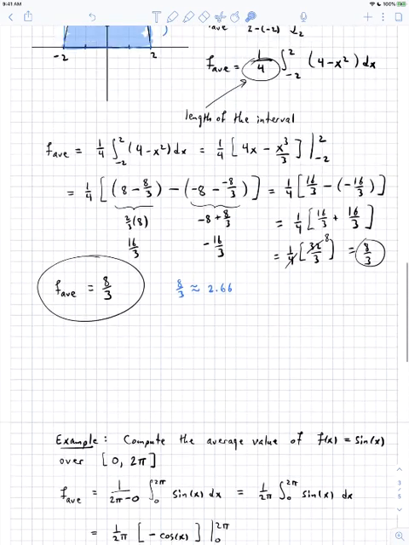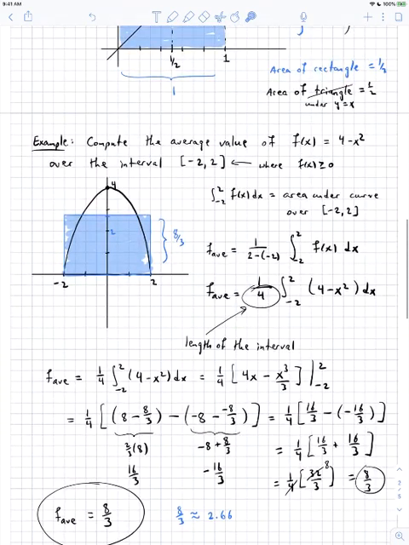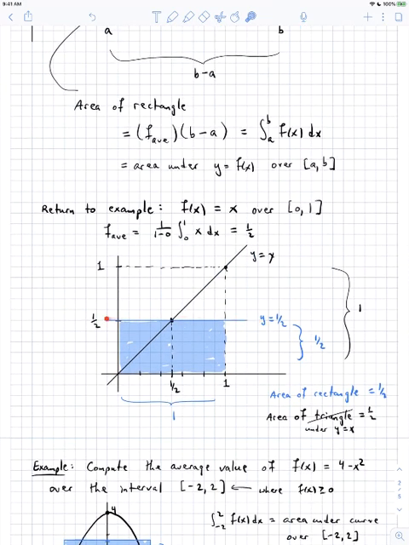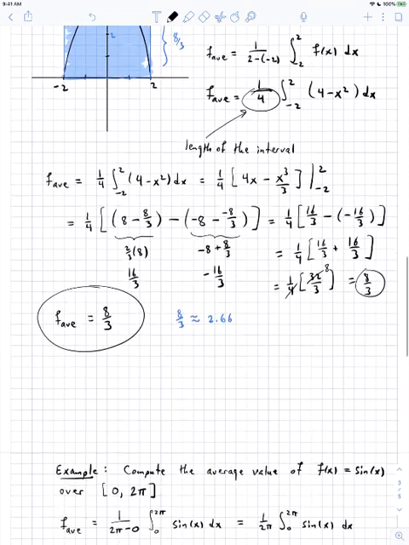If you go back to our previous examples, you can see that the average value, that's where this blue line is, passes through the parabola on 2 occasions. And in our first example, this horizontal line, which represents the average value, passes through the curve exactly once. This is not a coincidence.